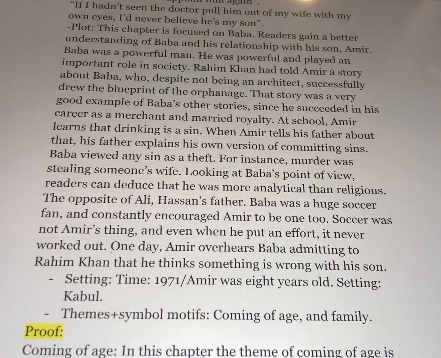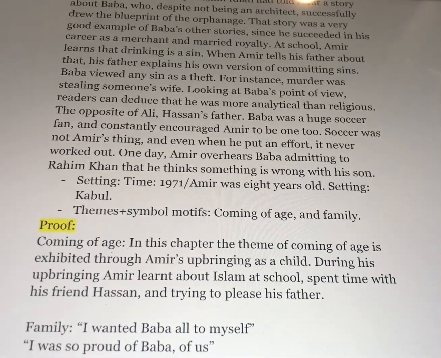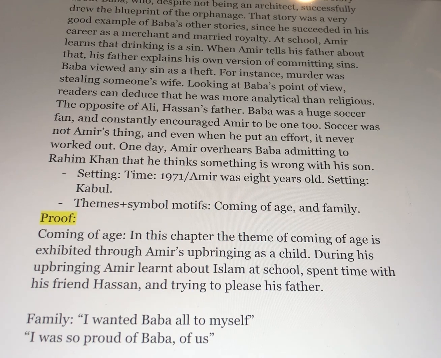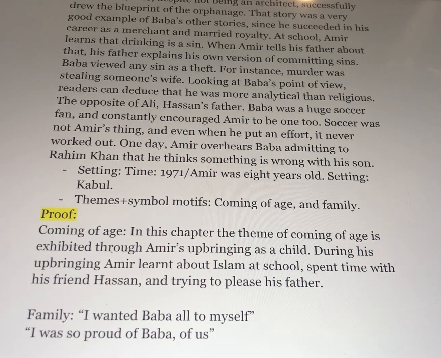Setting. So the time was 1971 and Amir was 8 years old. And the themes and symbols were coming of age and family, and I will show them to you now, guys. So coming of age. In this chapter, the theme of coming of age is exhibited through Amir's upbringing as a child. During his upbringing, Amir learned about Islam at school, spent time with his friend Hassan, and tried to please his father.